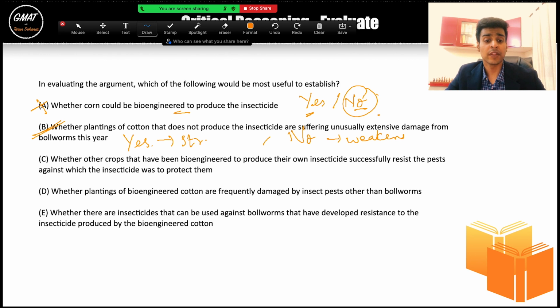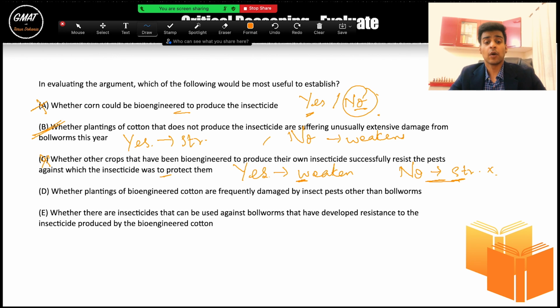Looking at C, whether other crops that have been bioengineered to produce an insecticide successfully resist the pests against which the insecticide was to protect them. If we take the answer to be yes, I can say that it weakens my argument. If someone here thought about it weakening the argument, good job, you are thinking critically, that is good. The problem though is that when I take the answer to be no, it doesn't strengthen. So it's not really evaluating, right? One is not enough, it has to be both ends with evaluate questions. If this was a weakening question, this would have borderline worked. This would borderline have weakened if anyone had picked this option. But with evaluate, since the no doesn't work, it won't work.